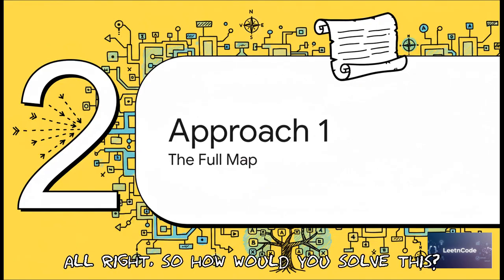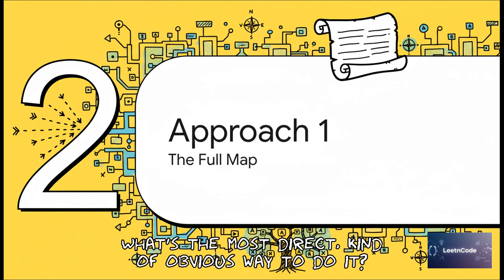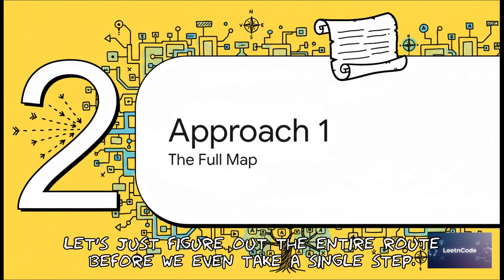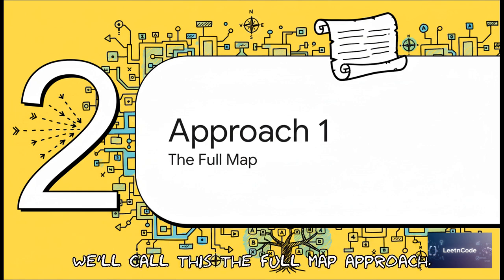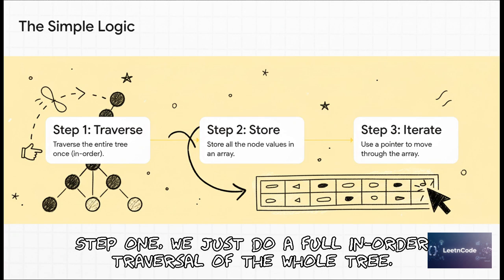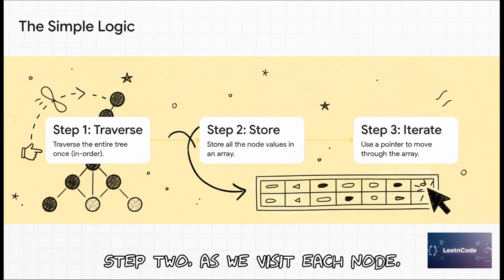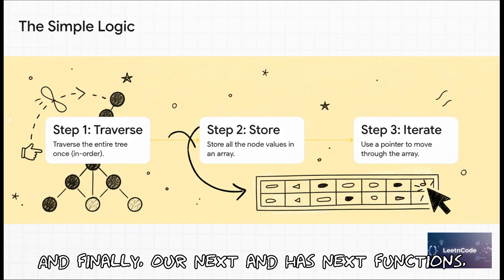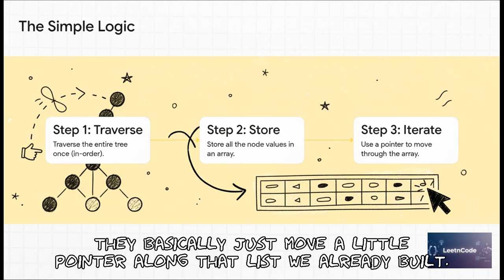All right, so how would you solve this? What's the most direct, obvious way to do it? Well, the first thing that probably pops into your head is, let's just figure out the entire route before we even take a single step. We'll call this the full map approach. The logic here is super straightforward. Step 1, we do a full in-order traversal of the whole tree. Step 2, as we visit each node, we dump its value into a plain old list or array. And finally, our next and hasNext functions just move a little pointer along that list we already built.